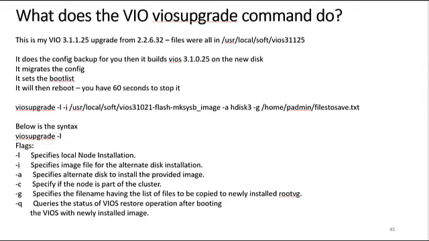The actual syntax I use is viosupgrade -l, and then the -i is where I point to the mksysb image that I want it to use to build my VIO server. The -a is telling it to go to hdisk3, and the -g is telling it, by the way, I want you to save all the files that I mention in my filestosave.txt and copy them to my new root VG in /home/padmin, and I think it's a backups directory.